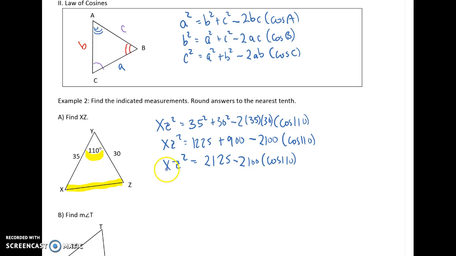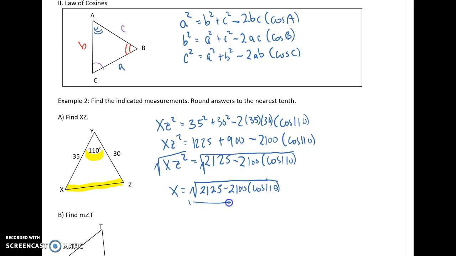So what I would do here is I would go ahead and now do my square root. Because we're only looking at positive values, I'm not doing the plus or minus here. So I'm going to get xz is equal to the square root of 2,125 minus 2,100 times cosine 110. And this is what's going into my calculator.